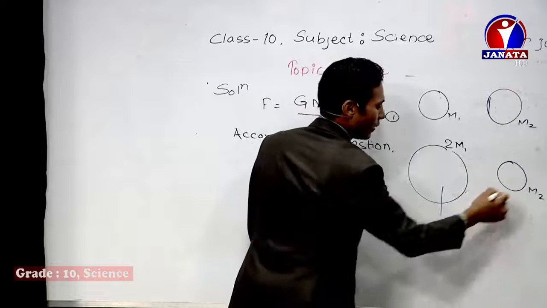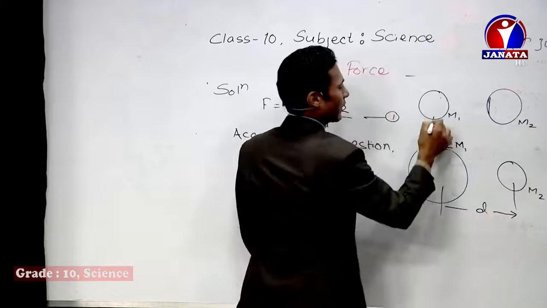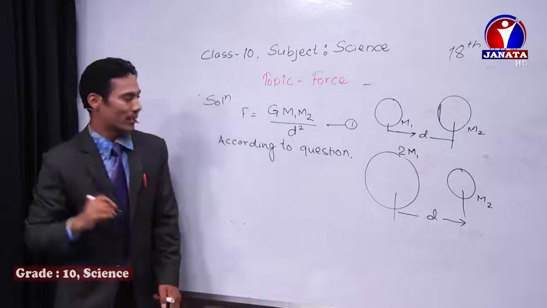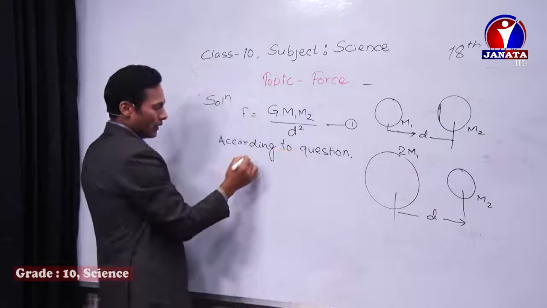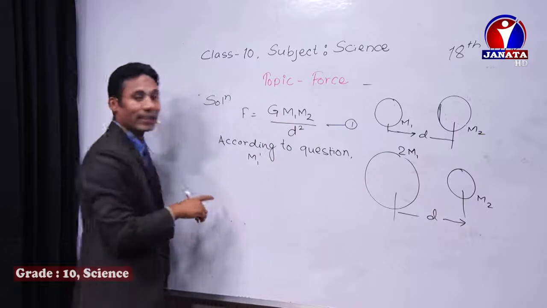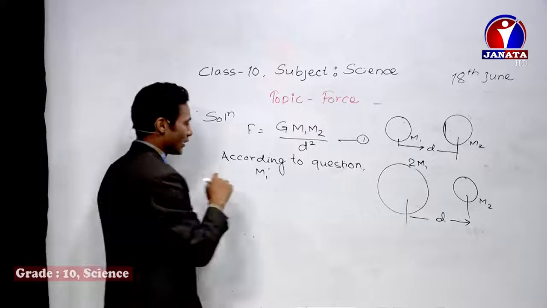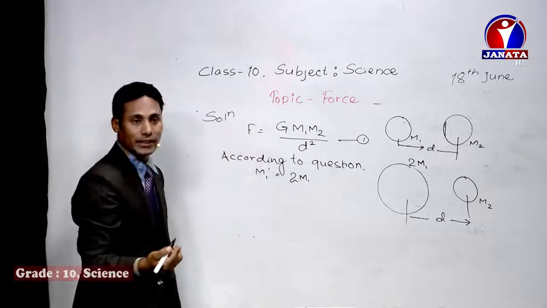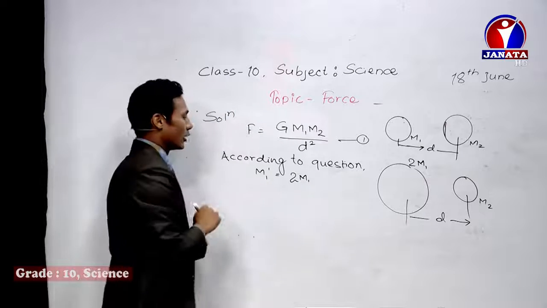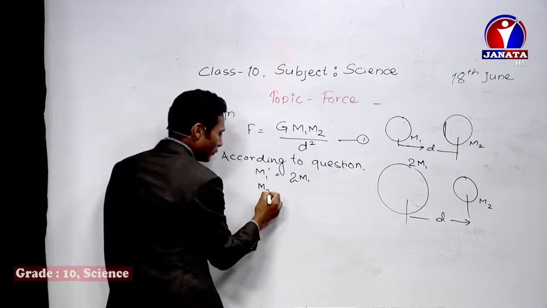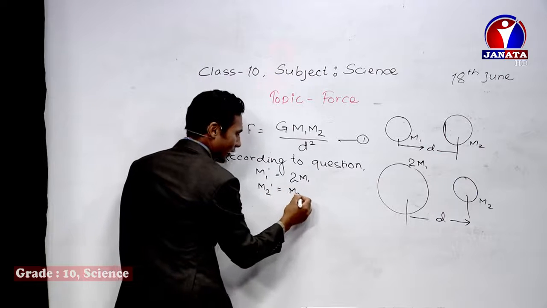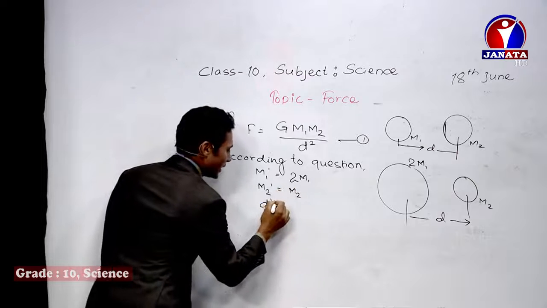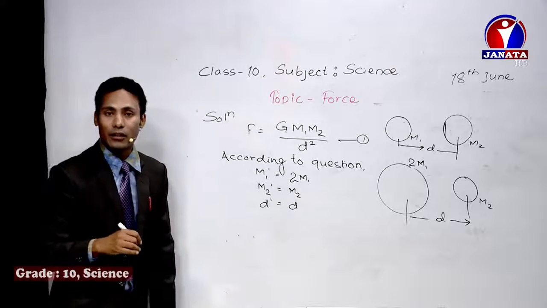And the distance between them is again constant. So this is the distance, and the distance is as it is. So according to the question, let's say this is m1 dash, a new mass in the second condition. So m1 dash equals twice m1. That is what the question says, one of the masses is doubled, so I have doubled this first mass. The next one, m2 dash, is as it is, that is m2, because we have doubled only one. And the distance between them, d dash, is again the same distance.